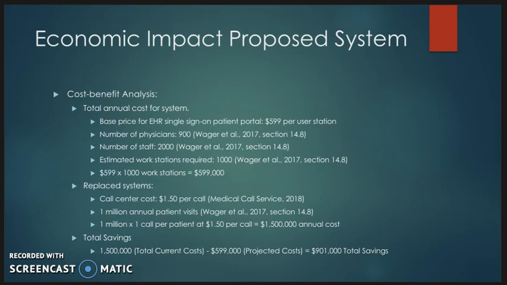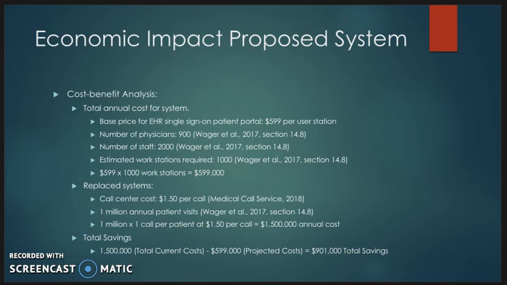Replacing old systems is one method we can use to determine if what we are going to spend will justify the means. All we know from the case study is that they're utilizing a call center. Medical call service is an organization that dictates how much per call costs, and the average call for a call center in a clinic is $1.50 per call. The case study noted that there were 1 million annual patient visits, and if we assume one call per patient, there is an annual cost currently being incurred at Goodwill Health Clinic of $1,500,000.